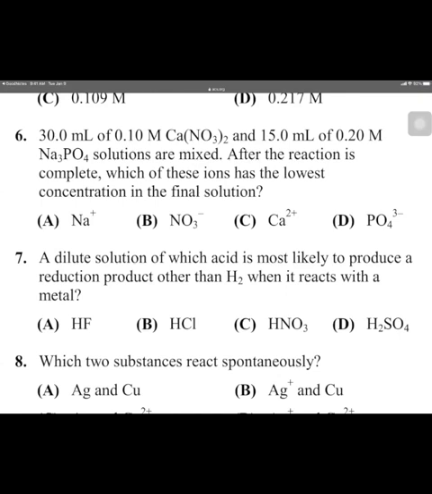HF actually is not a strong acid. So if the metal is not reactive enough, maybe there's no reaction. But if the metal is reactive enough, it's okay. Because sodium and other similar elements can even react with water directly, right? So HF is an acid. It definitely will be more rigorous.